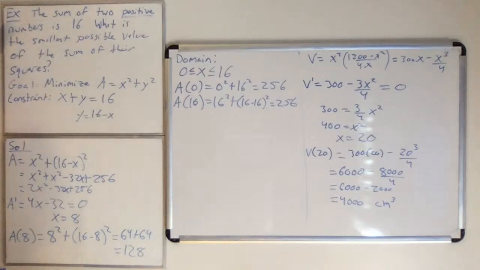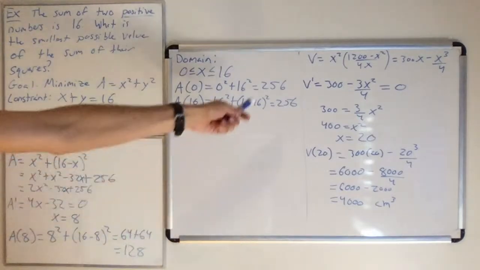So yeah, if this question was rewritten and said find the largest possible value of their sums, 128 would not be the answer. We would have to check the endpoints and we'd get 256.